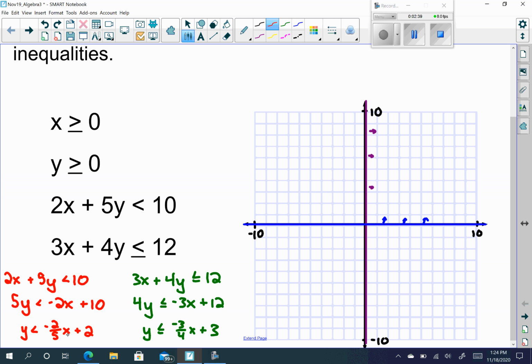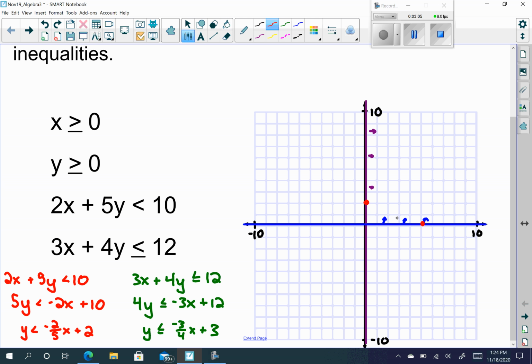Now, the inequality in red is going to have a dotted or dashed line because the inequality sign here is just a less than. And the one in green is going to have a solid line. So let's go ahead and graph the one in red. My y-intercept is at a positive 2. My slope is negative 2/5. I'm going to move down 2 and then over 5. I don't really need to go anything below that, but I could also go up 2 over 5.